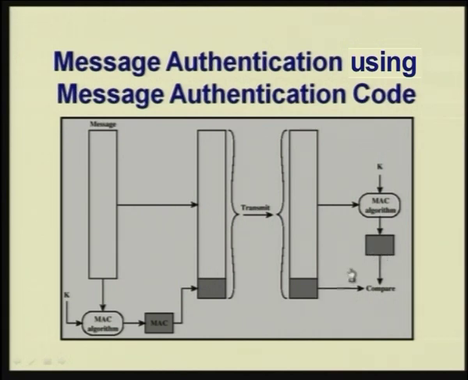Now, you compare these two codes. If the two codes match, then you know that your message is authenticated. If the message is altered, then this code will not match that code, so you know that the message has been altered. This is what is done in message authentication using a secret key.